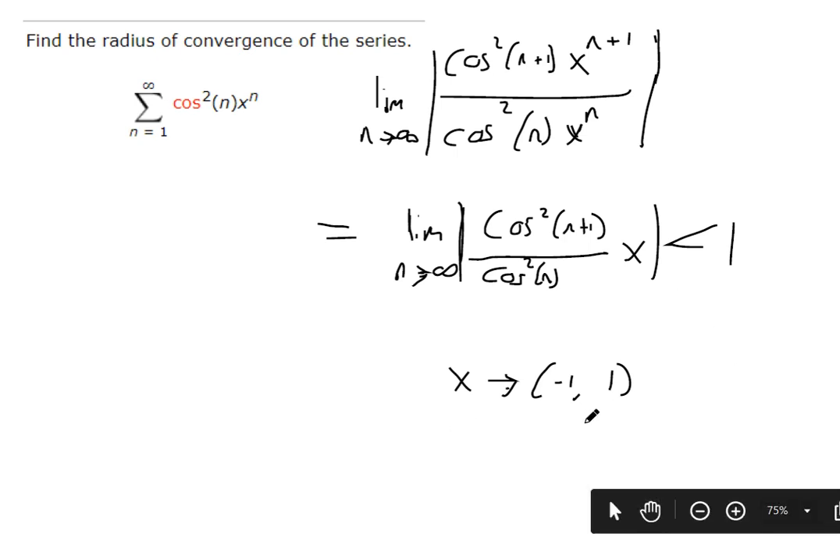So the center is 0, right? That means the radius is 1. It's 1 unit away from 0 on either side. The center is at 0, so the radius has to be 1 here.